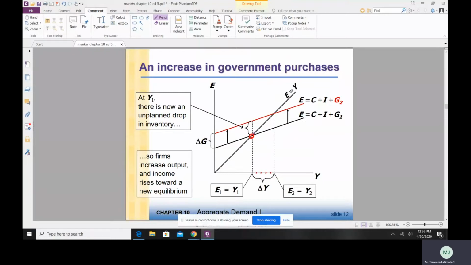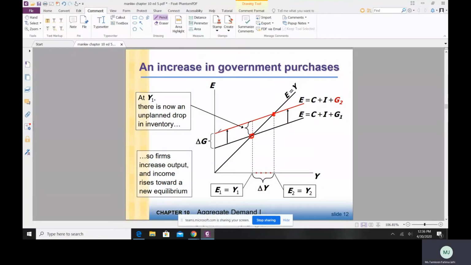Now let's suppose that government spending increases from G1 to G2. So as a result, the entire planned expenditure curve is going to shift up, and the new curve is represented by this red line. So you can see that the new equilibrium is going to be established where the new planned expenditure is equal to the 45-degree line. So as a result, आप देख सकते हैं कि firms जो है ना are going to increase their output in the new equilibrium.